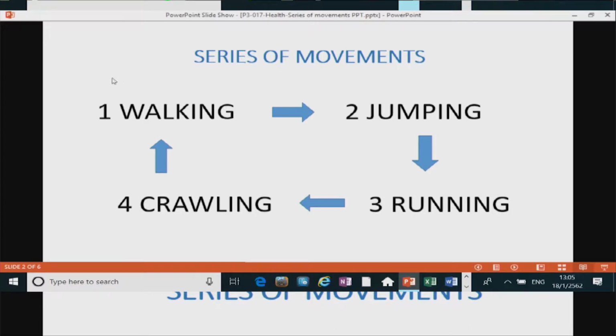So what can we see here? Number one, walking. Number two, jumping. Number three, running. Number four, crawling. How many movements in this series? 4. So we begin walking. Then after walking, we start jumping. And when we finish jumping, we will start running. And by now we're quite tired. So we'll stop running and we'll start crawling. These 4 movements together is what we call a series of movements.